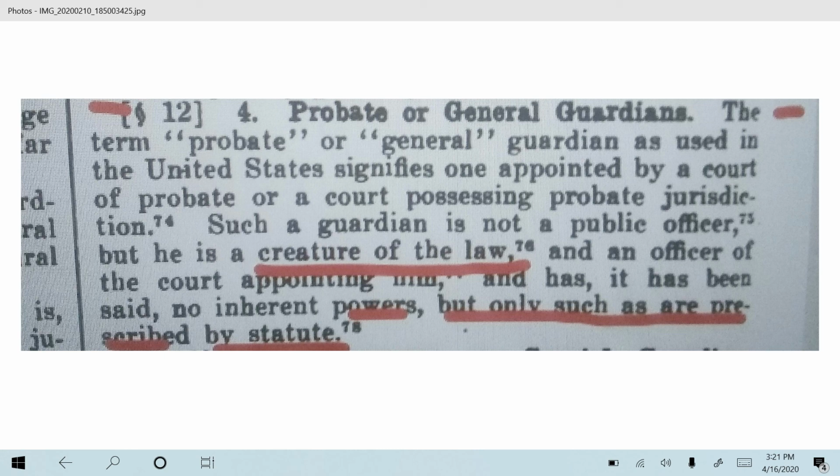You know why? I can get tricky with you. Let me get real tricky with you. If the guardian is not a public officer, but a creature of the law, who is this person they're talking about? Who can we apply this to? We may be able to apply this to the all caps. Because isn't the caps a creature of the law who has no inherent powers, and his powers only come from statute, which is codes. Because he's a taxpayer.